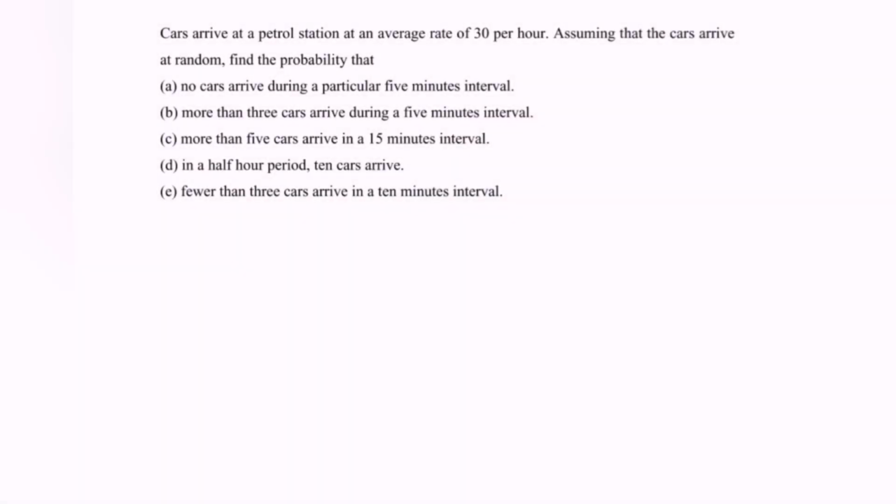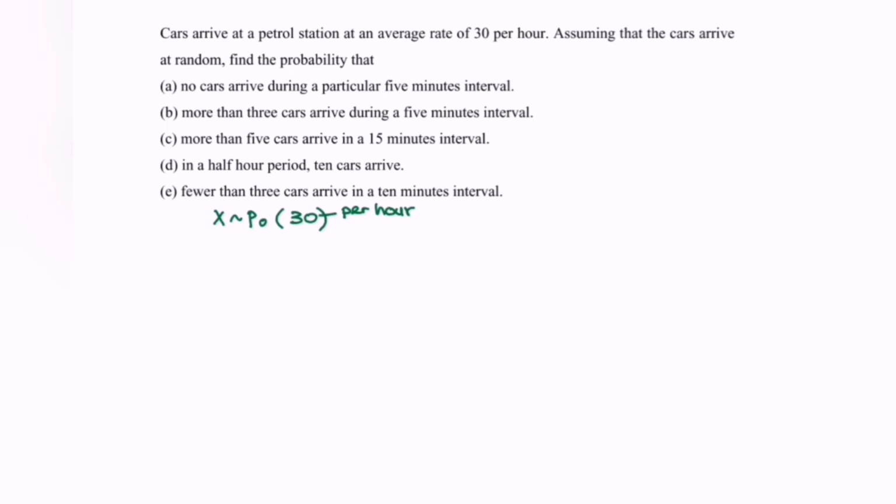I'm going to discuss the example for special probability distribution. Cars arrive at a petrol station at an average rate of 30 per hour. Assuming that the cars arrive at random, find the probability that... So here we have the title: X is Poisson distributed with 30 per hour. So A, no car arrives during a particular 5-minute interval.